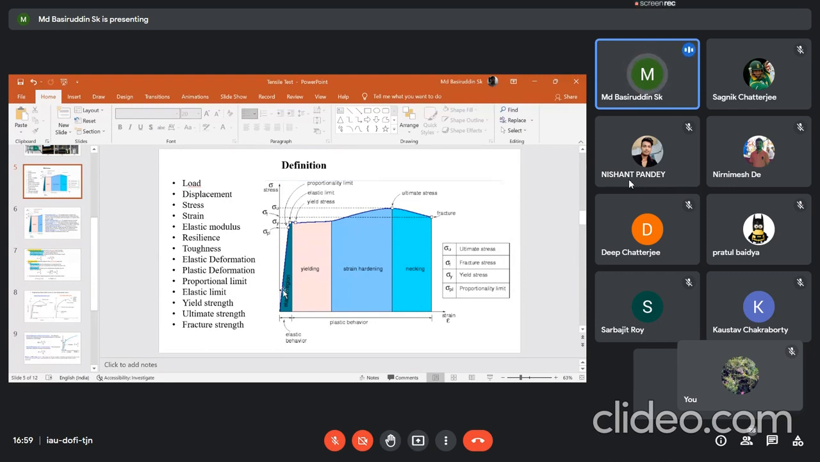Now the point is, what does the elastic modulus actually tell us? Is it the same for, let's say, copper or steel, or is it different for different materials, and which property actually decides the elastic modulus of a material?